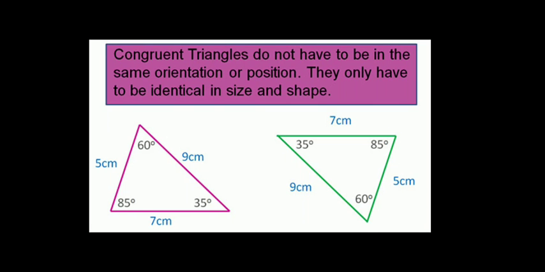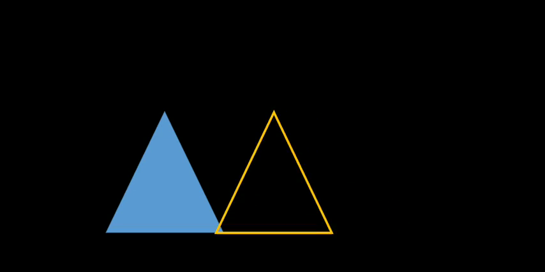So congruent triangles do not have to be in the same orientation or same position. They only have to be identical in size and shape. We can find congruency by moving or by flipping. If moving and flipping, they become exact copy of each other or overlap on each other, then we can say that these two triangles are congruent.